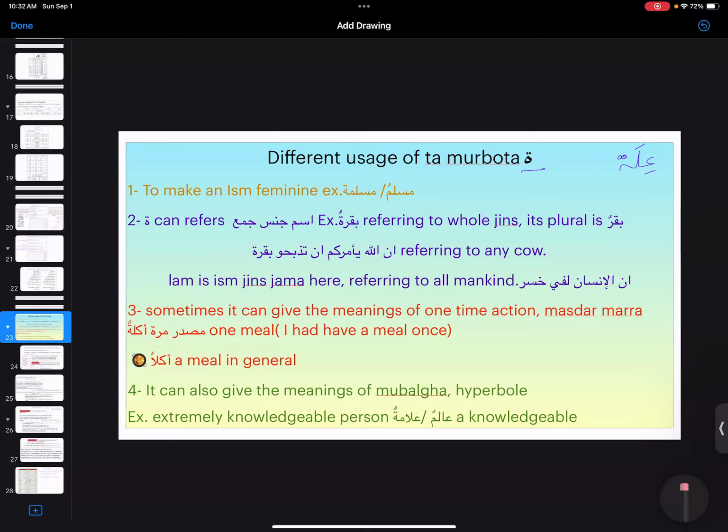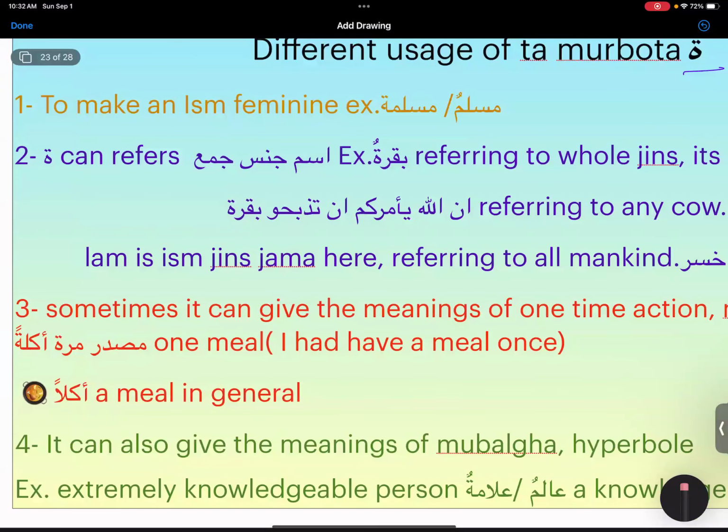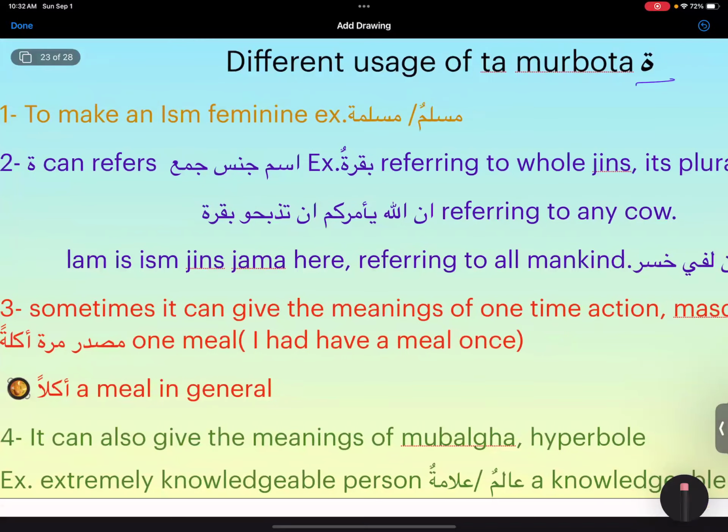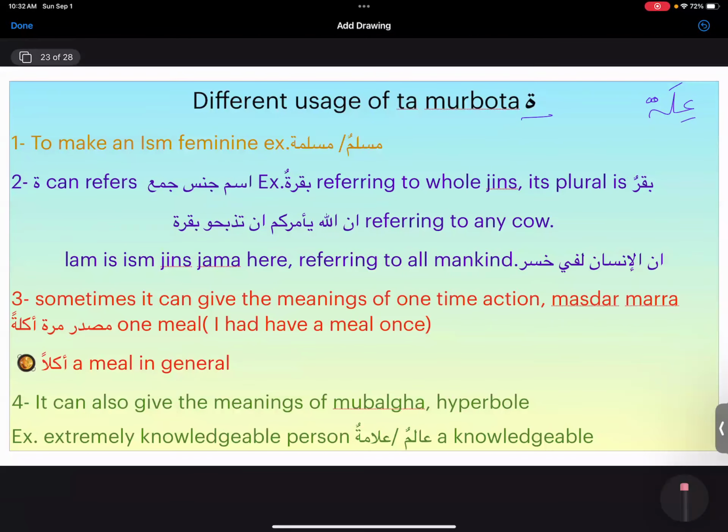That Muslimun and then Muslimatun. So we add ta marbuta, right? To make ism as a feminine. Then we will see this ta marbuta, and we should know this is not the only one job of this ta marbuta. We think that, okay, if we see ta marbuta, that is feminine, that's all. But today we are going, inshallah, more to know about this ta. So ta can refer to even ism, jins, jama.